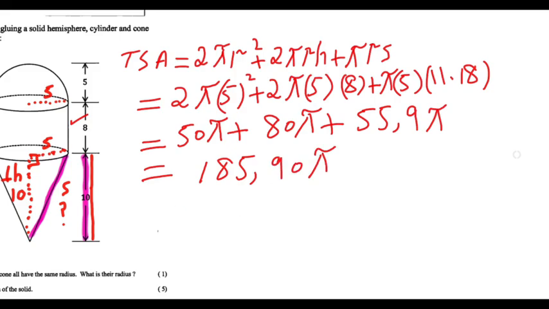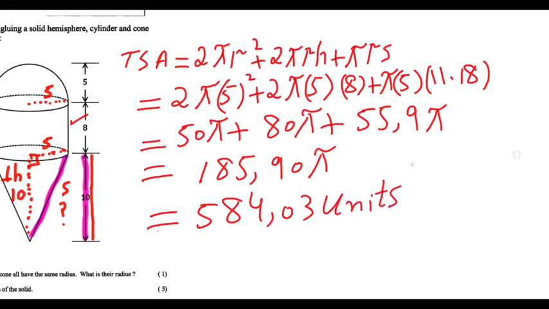Now I'm going to open up the π, and the answer will be 584.03 units squared. So this is my final answer.